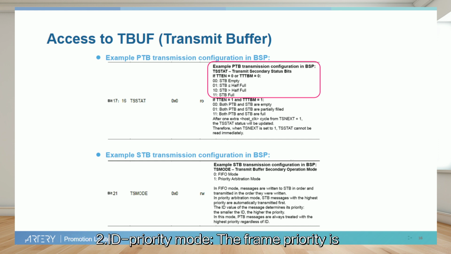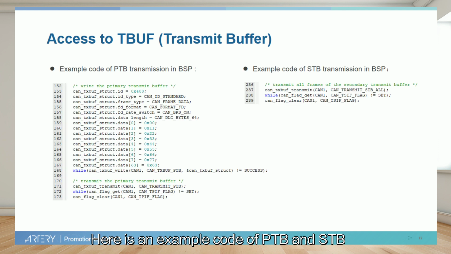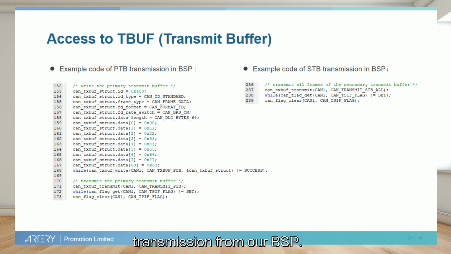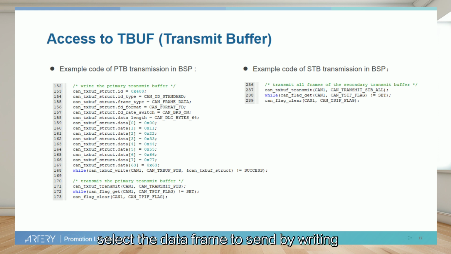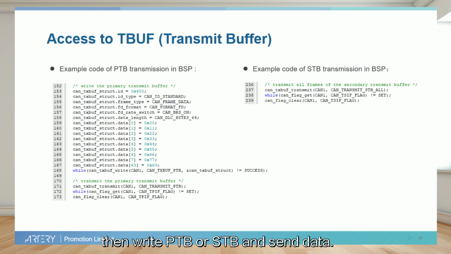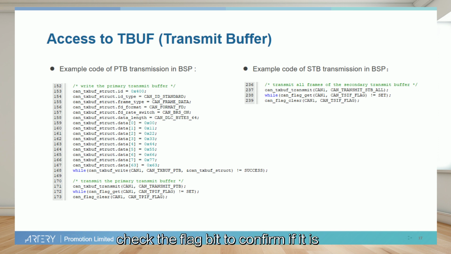Second, ID priority mode: the frame priority is decided by the ID of a frame. A lower ID means a higher priority of a frame. Here is an example code of PTB and STB transmission from our BSP. First, select the data frame to send by writing structure parameters, then write PTB or STB and send data. Finally, check the flag bit to confirm if it is successful.